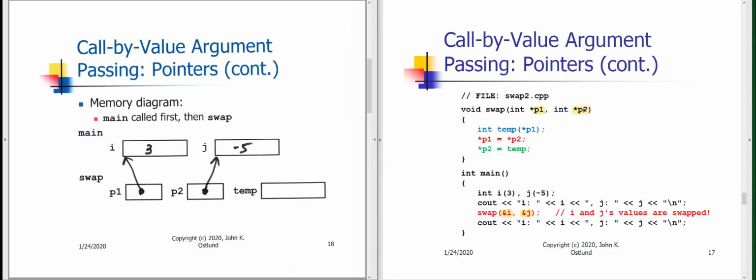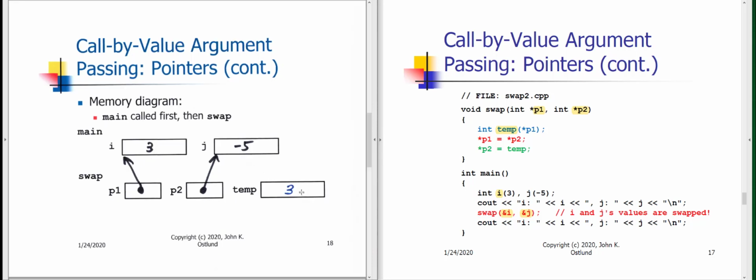Okay, so now we're executing the statements within swap. The first statement within the body of swap declares an int variable temp, and that variable temp is going to receive a copy of the object that p1 points to. So *p1 is indirectly accessing i, or more correctly, I should just say i rather than the address of i. So *p1 is the value of i, which is 3, and that's what goes into the temp variable in that blue statement in swap.